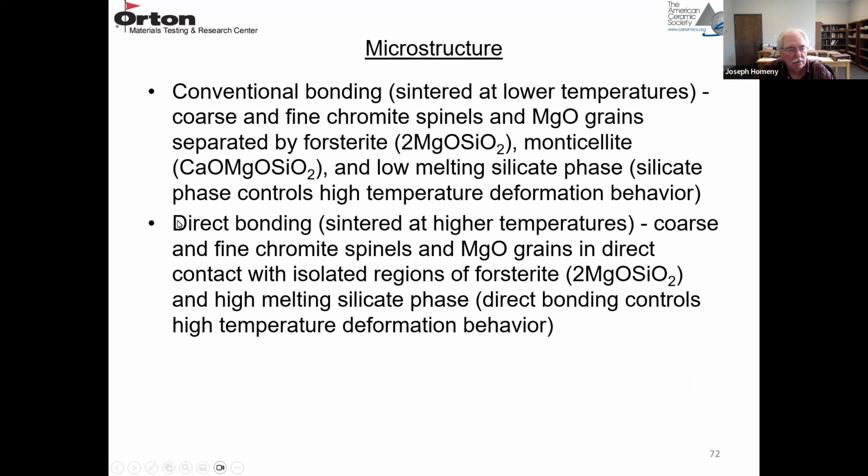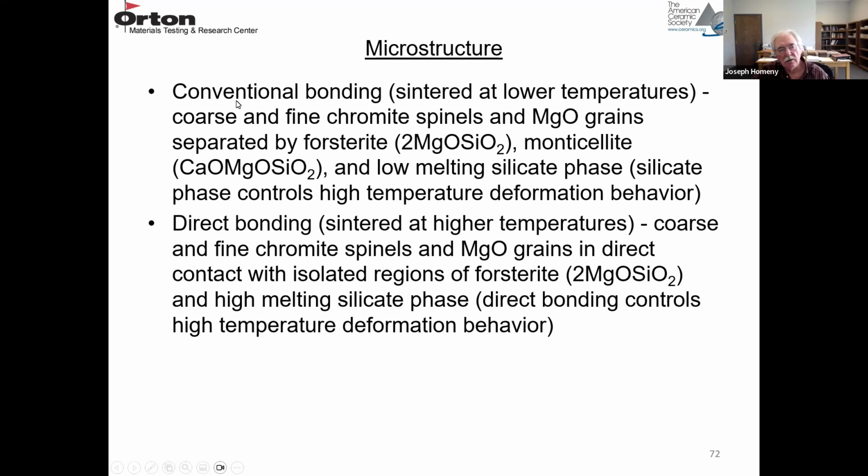So, conventional bonding versus direct bonding. Conventional bonding is centered at low temperatures, and you end up with coarse and fine spinels, the chromite spinels and MgO grains. They're going to be separated by this phase, phosphorite, to MgO-SiO2. You're going to have some monticellite present. We talked about that material, CaO, MgO-SiO2, and low melting silicates. And the silicate phase is going to control the high temperature properties like creep and hot strength.